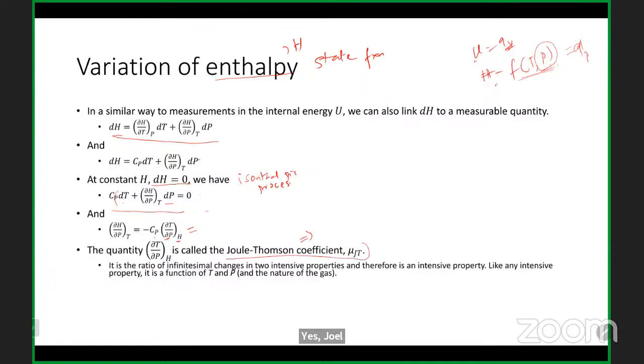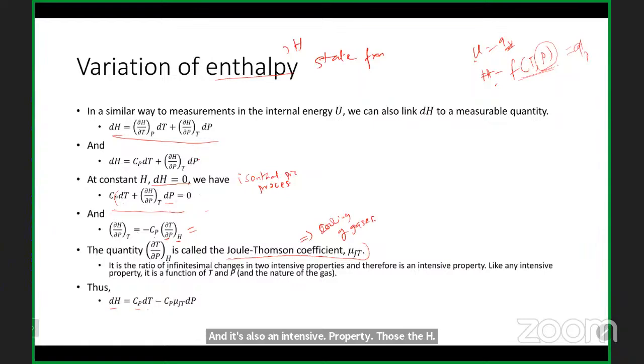It's a very important parameter in the cooling of gases, up till what we use in our refrigerators nowadays. The ratio of the infinitesimal change in two intensive properties, and it's also an intensive property. Thus, dH dP equals minus Cp times mu, and putting it all into this expression. Let's play with the Joule-Thomson coefficient a little.